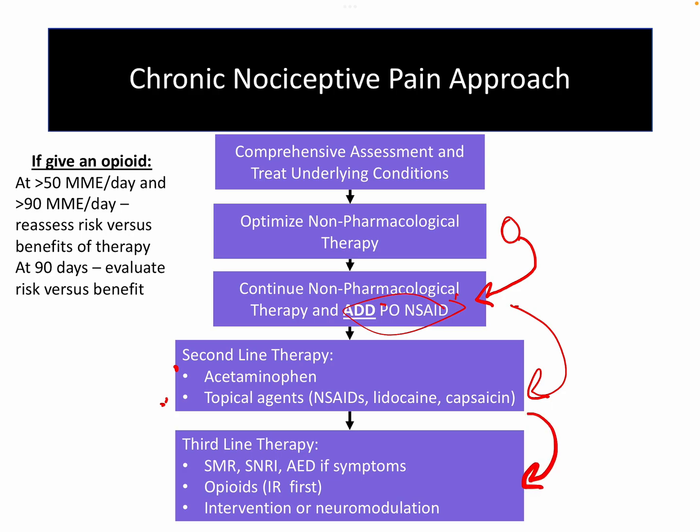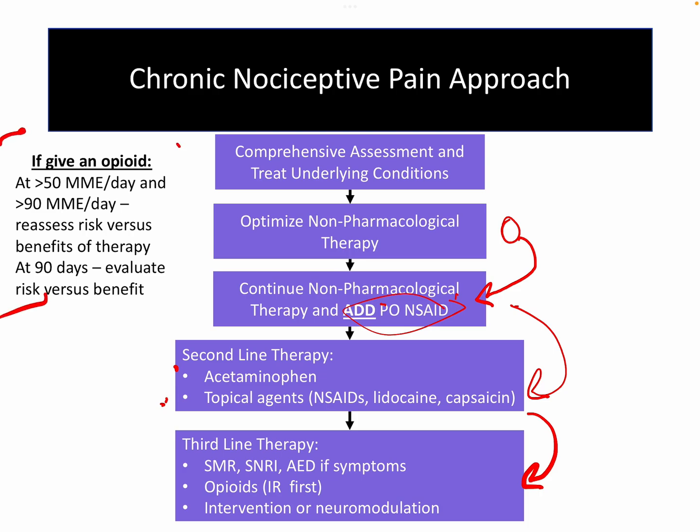These are those adjunctive agents such as SSRIs, SNRIs, and seizure medications. Then opioids. So what you should see here is that we try to maximize non-opioid therapy first and then start opioid therapy. And this can include adjunctive therapy that we'll try to start first.